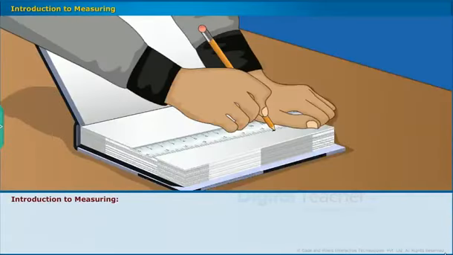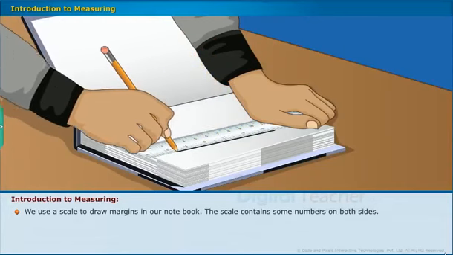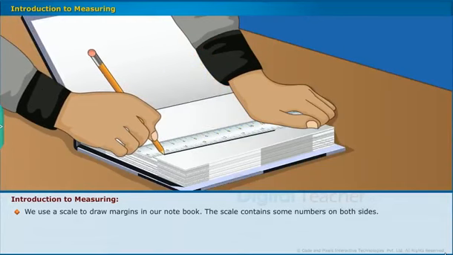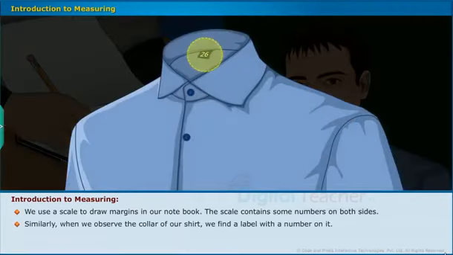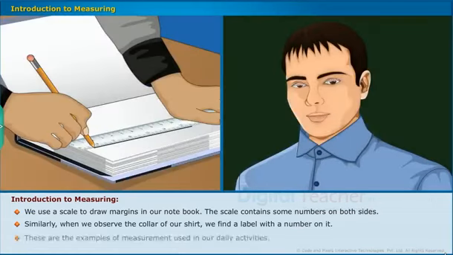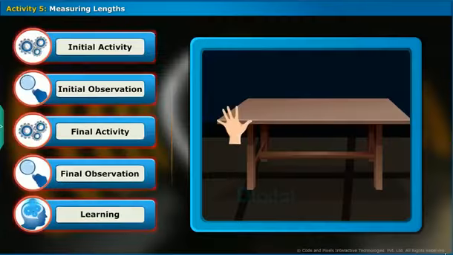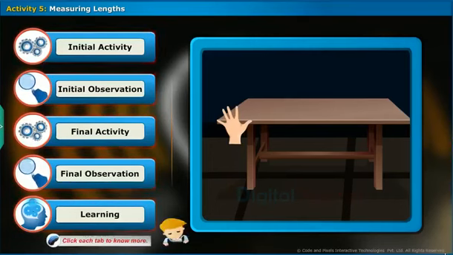Introduction to measuring. We use a scale to draw margins in our notebook. The scale contains some numbers on both sides. Similarly, when we observe the collar of our shirt, we find a label with a number on it. These are the examples of measurement used in our daily activities. Now, let us perform a simple activity to measure the length of a side of a table. Click each tab to know more.